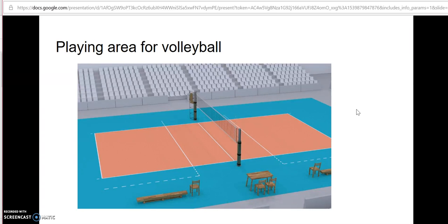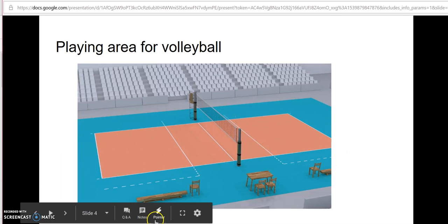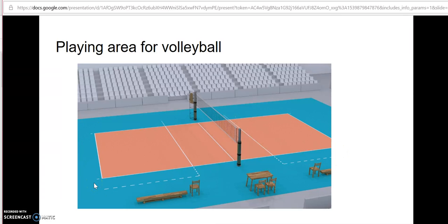So, the playing area for volleyball: the shape of the court is rectangular. There are two sidelines, the two longer sides, and the end lines are the two shortest. You can see here in the picture, these are the two longer lines and these are the end lines. The end lines are also called service lines because this is where you would take a serve when you're playing the game.